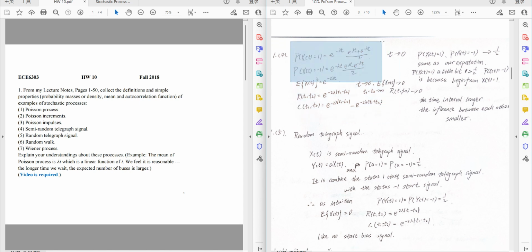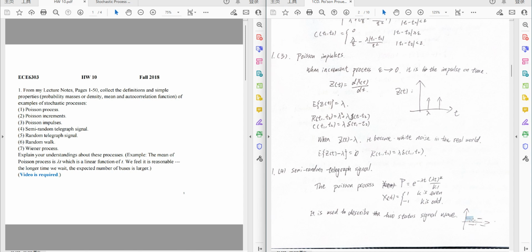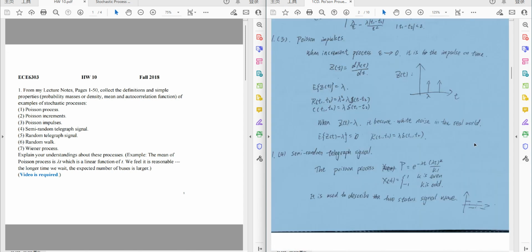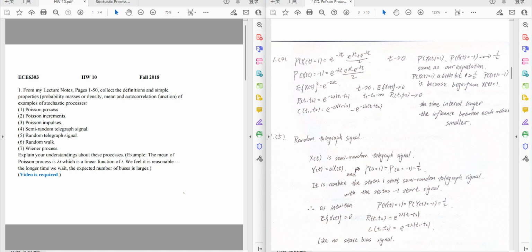We should notice that the probability of the two statuses is not equal. When t is near to positive infinity, they are near to half, because actually it starts with the positive, so we can't neglect it at the very beginning, but when it comes to infinity, it can be neglected. So it will be half when t is near to infinity.